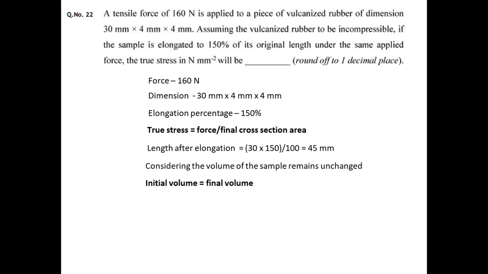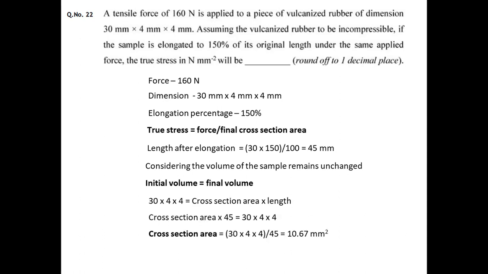As volume remains unchanged, the initial volume will be equal to new cross-section area multiplied by 45. On simplification, the new cross-section area is 10.67 millimeter square. Now divide force by new area and this will give you true stress, which is 15 Newton per millimeter square.